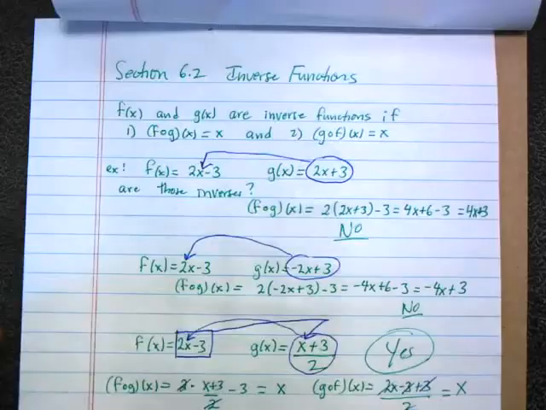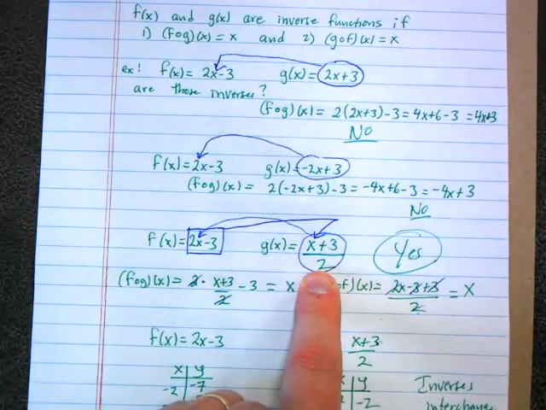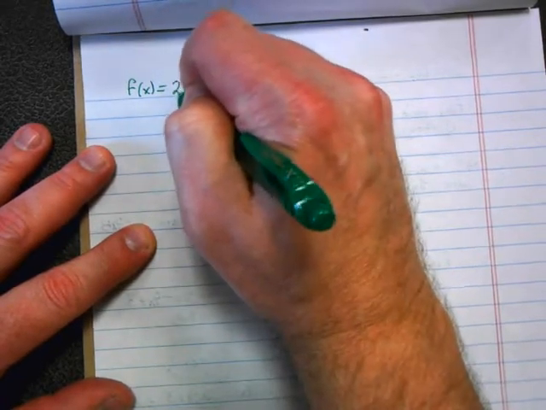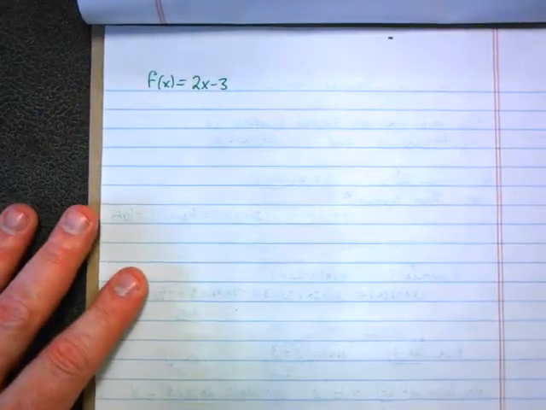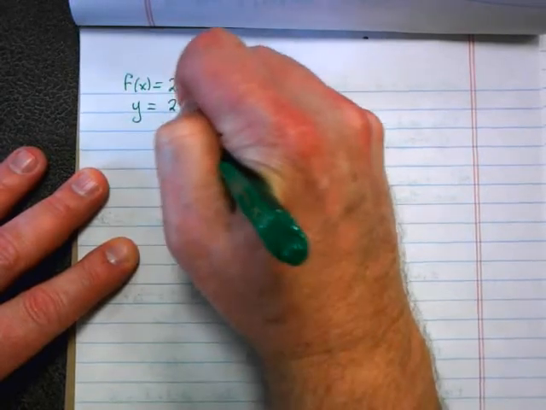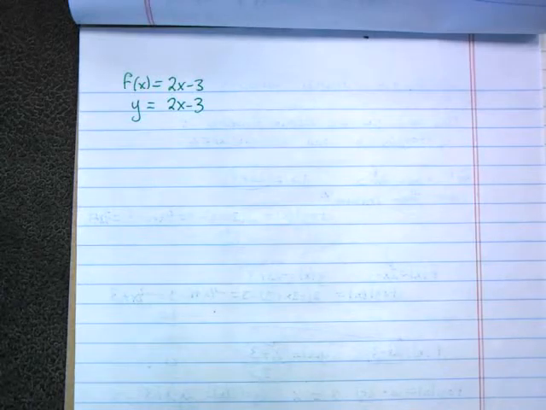All right, so a question you might have had is, how did I come up with that answer? How did I know if f of x was 2x minus 3 that g of x should have been that answer? Well, here's what you do. I'm going to start with f of x equals 2x minus 3. And then writing the symbol f of x gets a little bit cumbersome, so I'm going to write the symbol y.